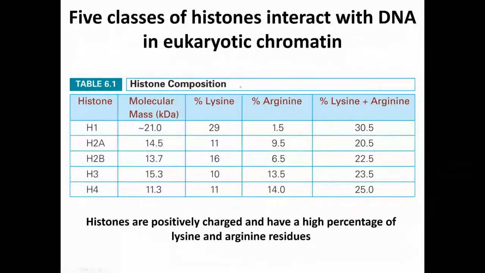And here just to show you 5 different classes of the histone. So we have the linker histone H1. The molecular mass is about 21 kilodalton, and it is about 29% lysine and 1.5% arginine, so it's about 30%. Lysine and arginine are important because they are positively charged, so they are responsible for interacting with the negative charge of the DNA.